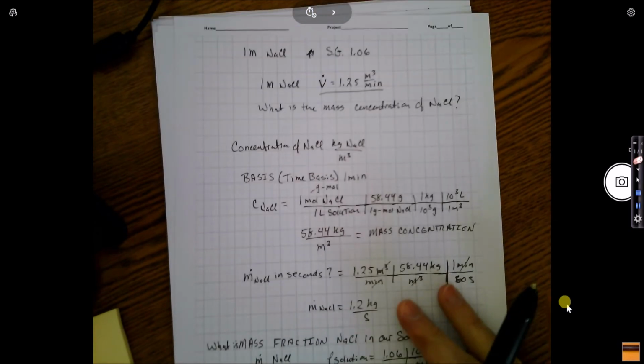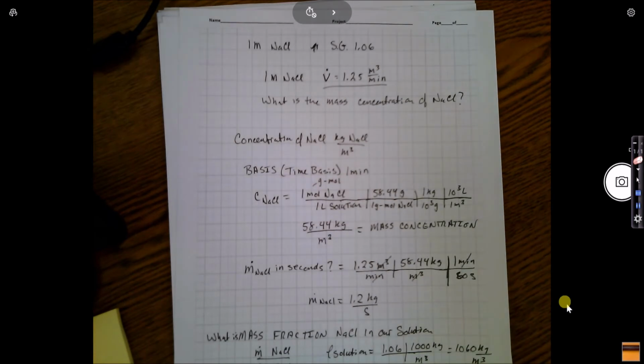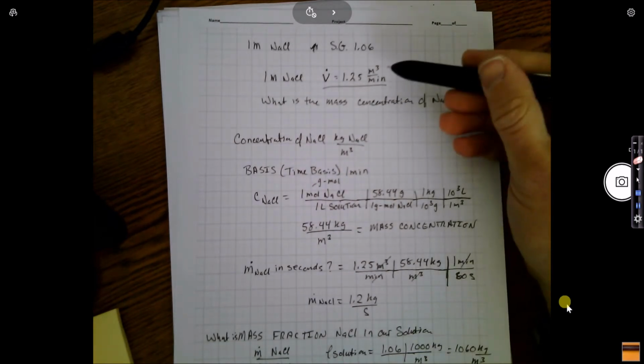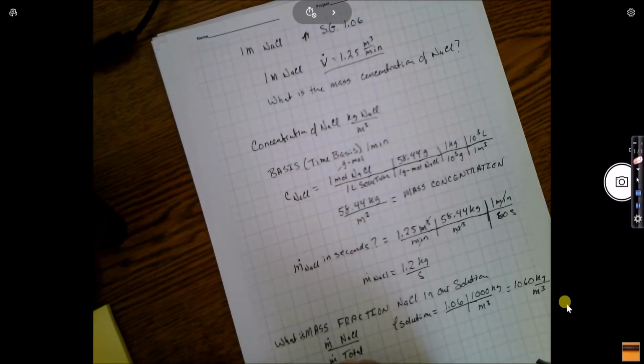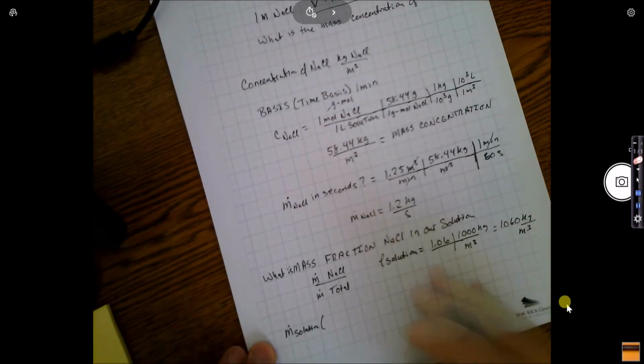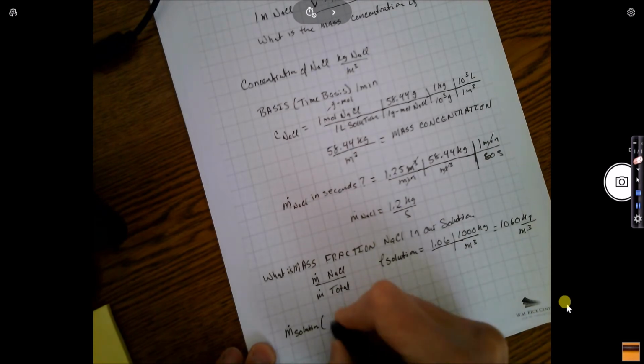We use specific gravity in lieu of just saying grams per centimeter cubed because we're dealing with cubic meters. Okay, so we used our reference density of 1,000 kilograms per meter cubed for water to get where we're trying to get to. So the mass flow rate of our solution, in this case, we want to have it in terms of kilograms per second.